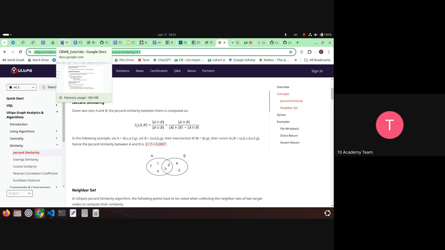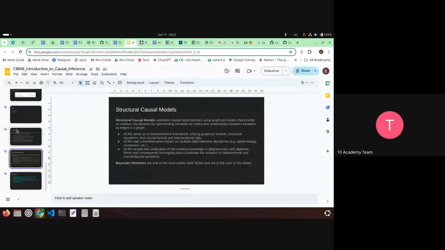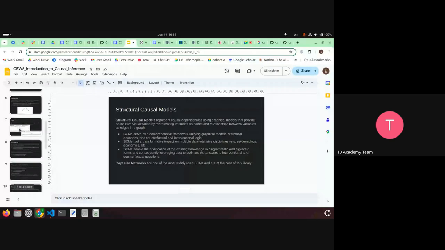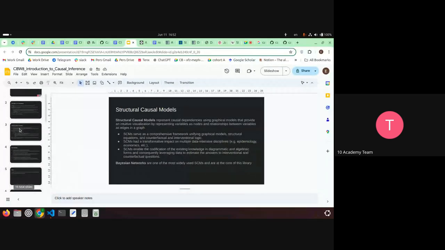So for the implementation itself, basically you have to extract the edges and see, if we have the definition of edges here, the definition of the graph.